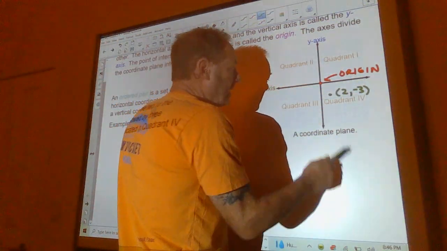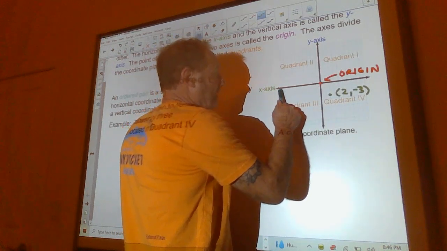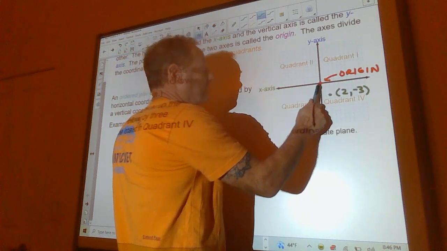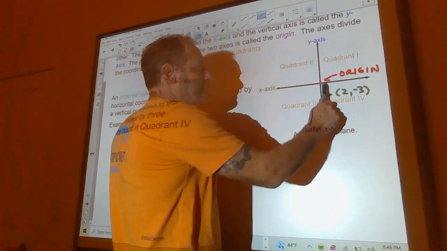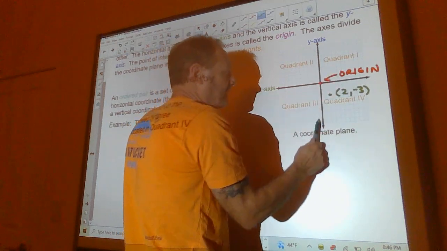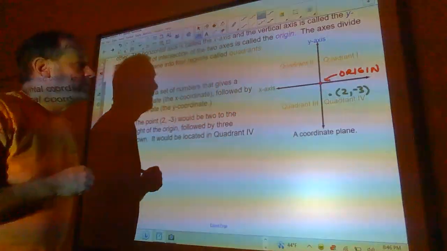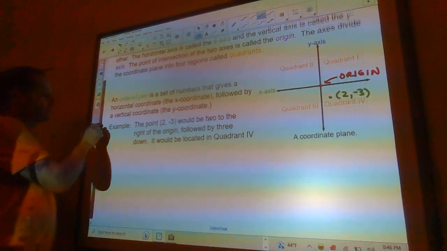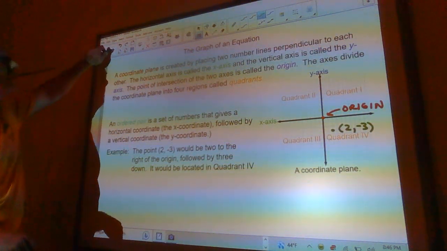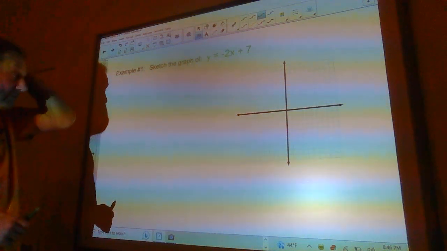If you happen to land right on an axis, you are not in any quadrant, by the way. You would be on the negative x-axis here, on the positive x-axis here, on the positive y-axis here, on the negative y-axis here. All this I'm sure is review for you. We've done this before.